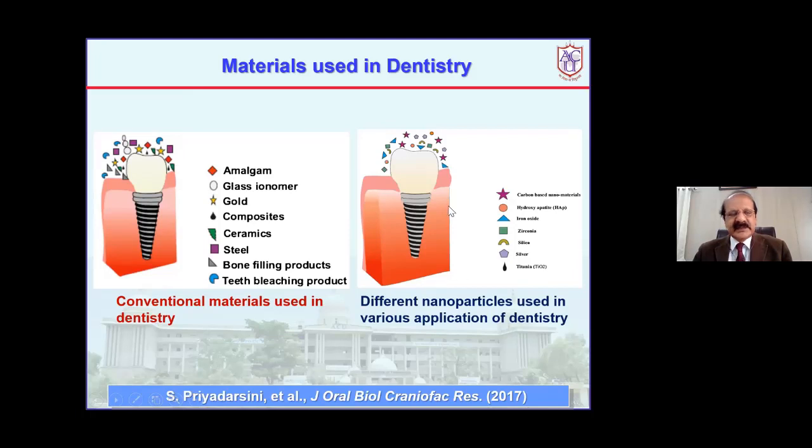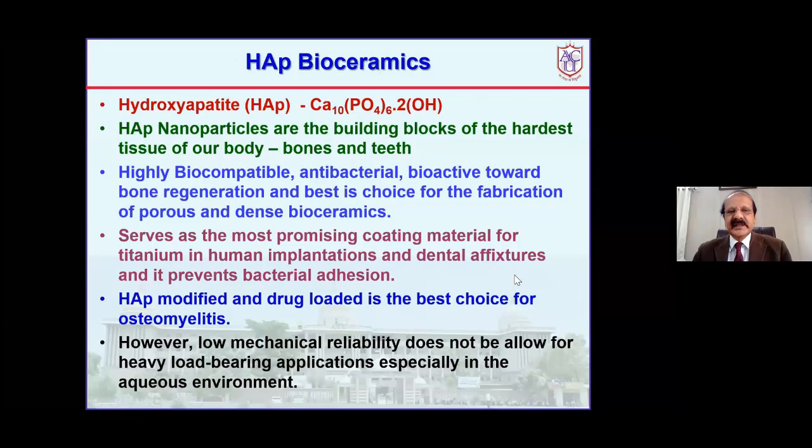And if you take the nanoparticle-based applications in dentistry, you have the carbon-based nanomaterials, hydroxyapatite nanomaterials, these rounded ones. Then we have iron oxide, also commonly used in a variety of applications in dentistry. Then zirconia, silica, silver nanoparticles, and titanium oxide nanoparticles. These are the commonly used nanoparticles in various applications of dentistry.